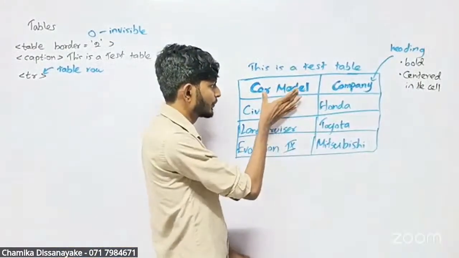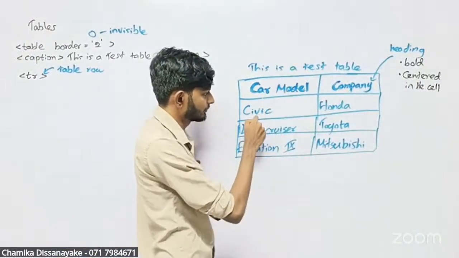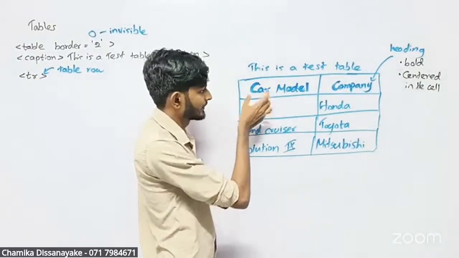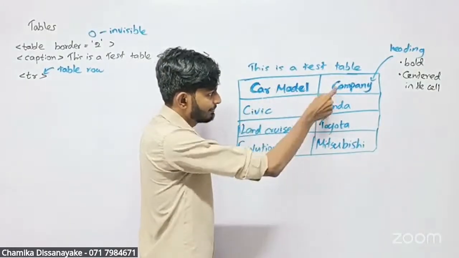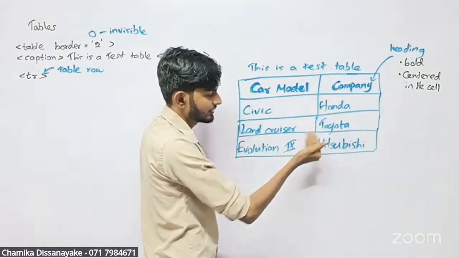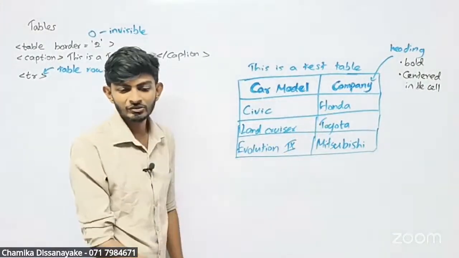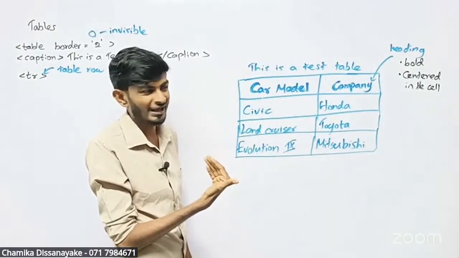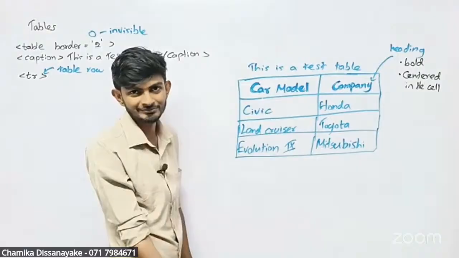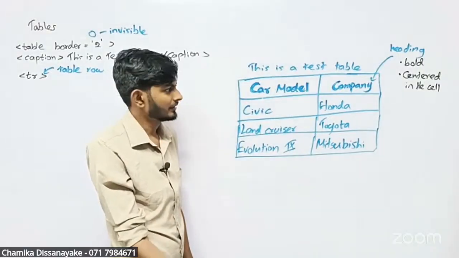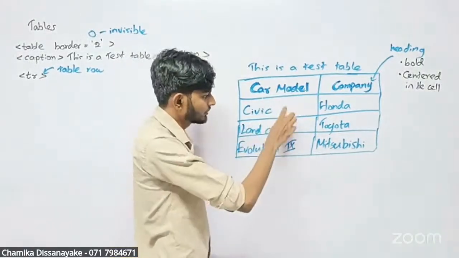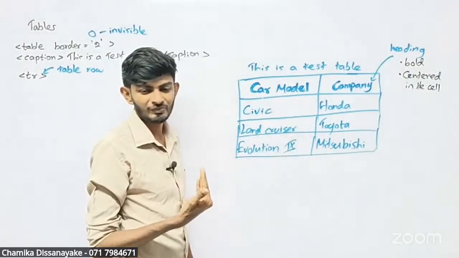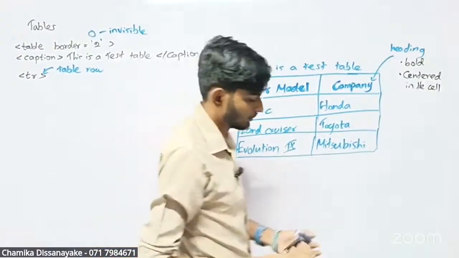So this car model is centered, as you can see the difference. Here the Civic is left aligned. Car model is centered, company is centered, and those are left aligned. These are called headings. Actually, we will have one row of headings. Those are headings, and those are normal data. We call this one normal data cells.